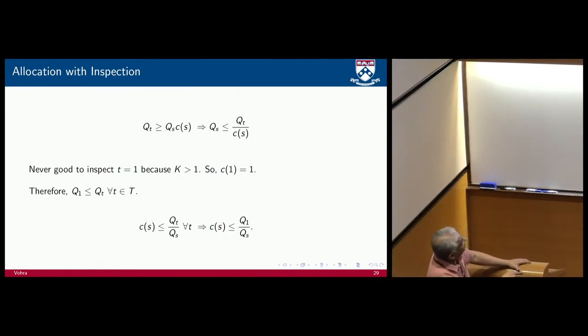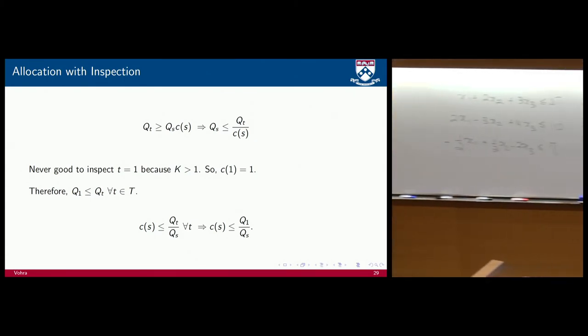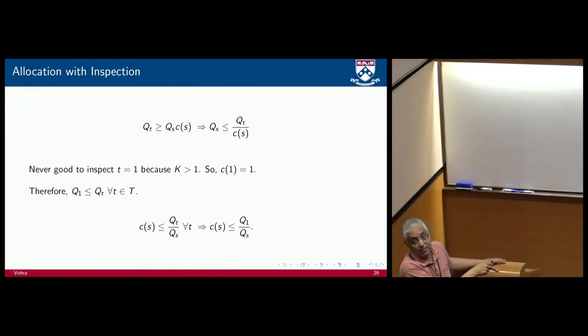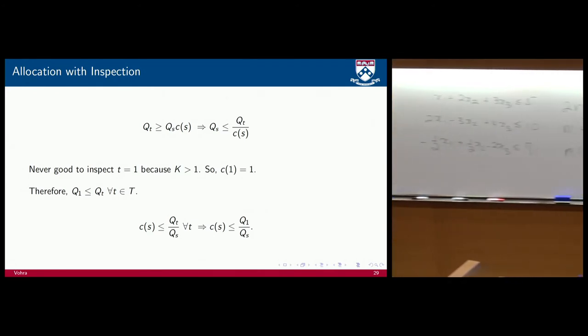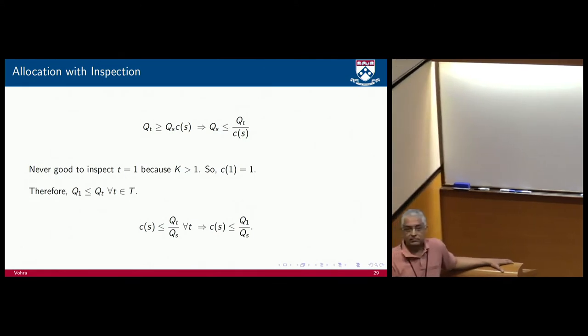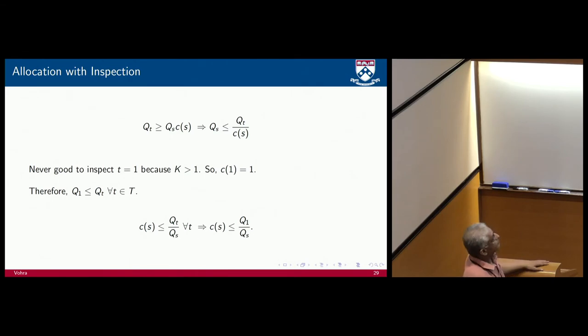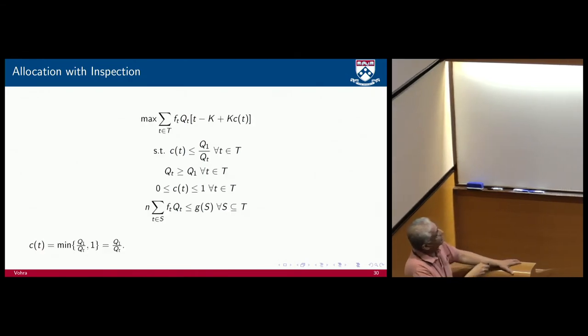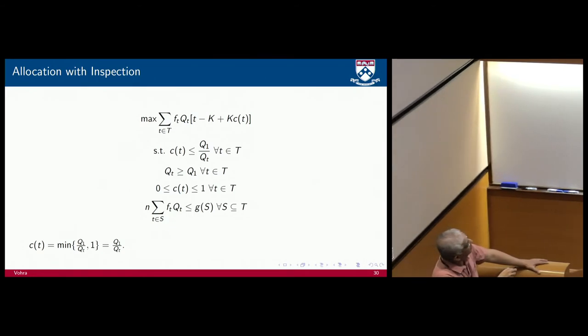And so now let's go back to the incentive constraint and rewrite it this way. C of S is less than or equal to QT of QS. Well, this observation tells me that most of these inequalities are redundant. The only inequality that matters is that one. Right? Because C of S has to be less than or equal to this for any T. And the smallest possible T is going to be the bottleneck inequality. So C of S is less than or equal to Q1 over QS. Okay? There's my optimization problem.